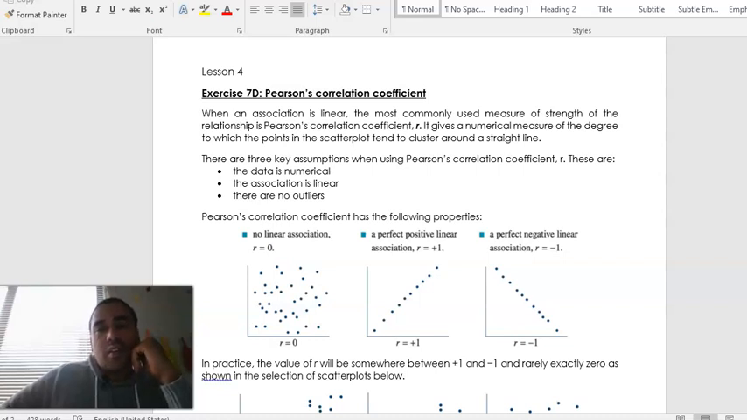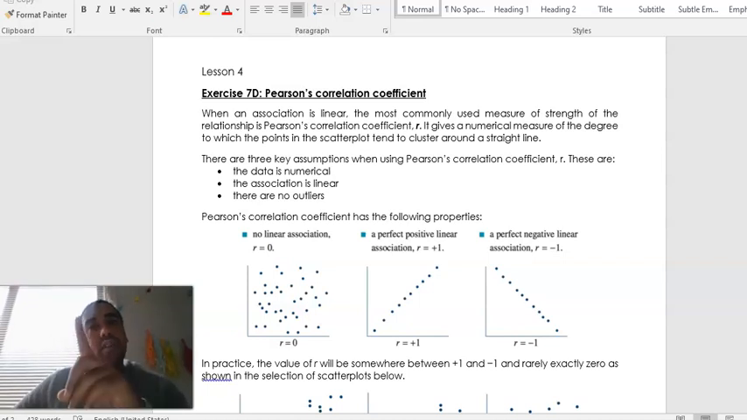Pearson is just a statistician, and he invented a very complicated equation just to get one number. That's it, just a number. And what we do with this number is help us determine if there is an association between two variables. The closer this number is to the number 1, the stronger the association is.